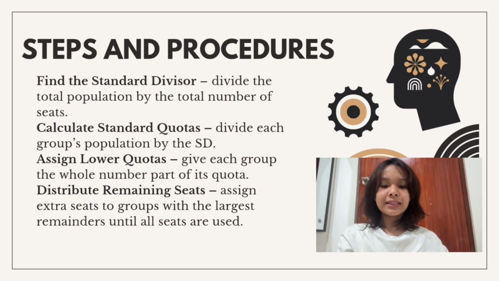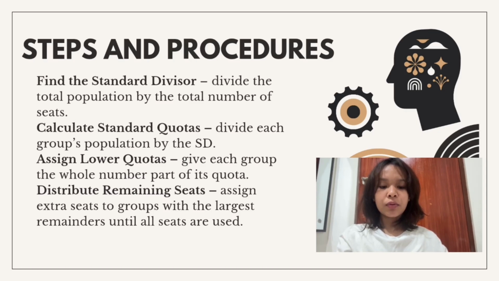Now, since seats can be in decimals, we give each group the whole number part of its quota. For example, if a group's quota is 7.6, they get 7 seats first. And fourth, distribute the remaining seats.